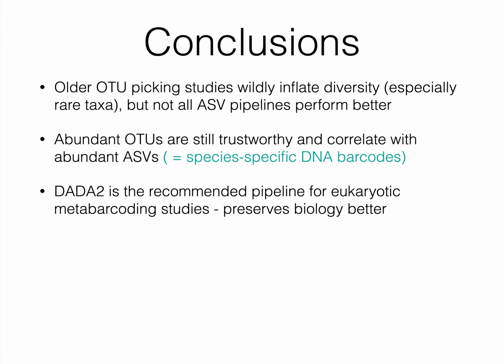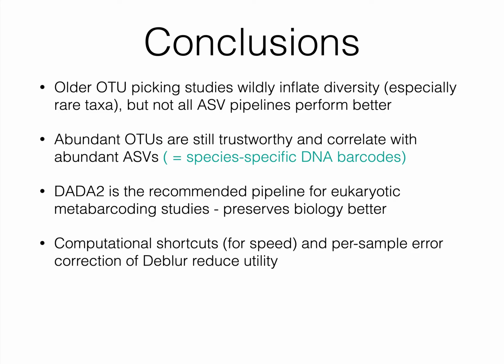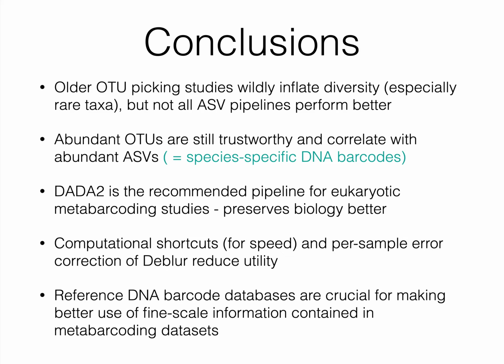And then what I would say is we found that DADA2 is performing really well. That's what we're recommending for eukaryotic metabarcoding studies. It tends to preserve the biology a little bit better. That's in contrast to DeBlur, which is taking these computational shortcuts for speed, and it's performing this per sample error correction, but it seems to be erasing a lot of the interesting biology that's cropping up in this long tail of rare taxa.